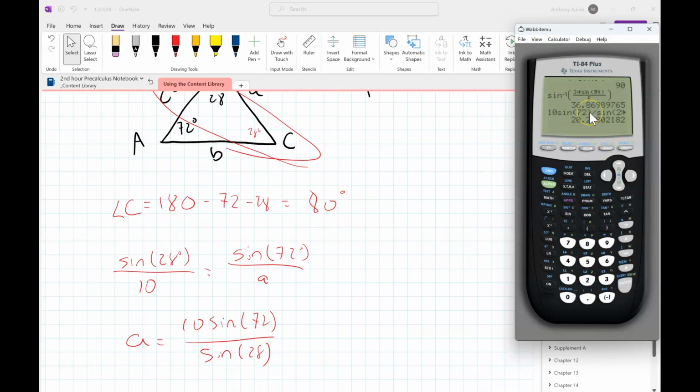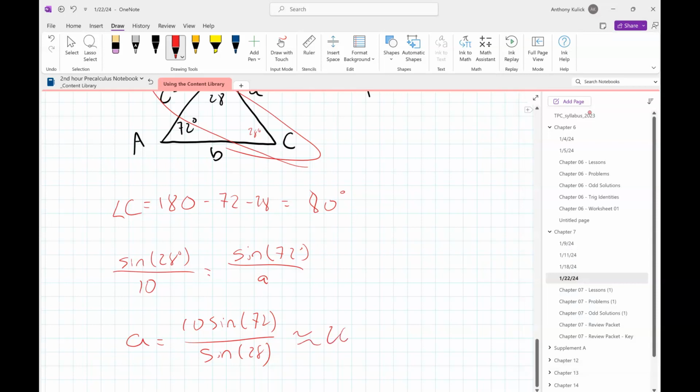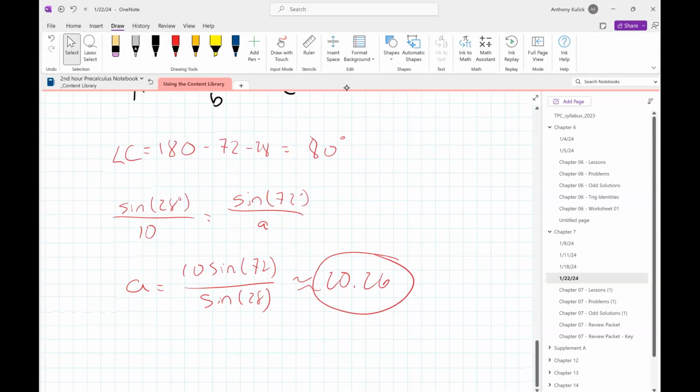So that's 20.26. And now to find side B, I can just do the Pythagorean theorem, right? Because we have 2 of the 3 sides. No! Why not? It's not a right triangle. What do I have to do instead? I have to do the law of sines again, this time with angle B.